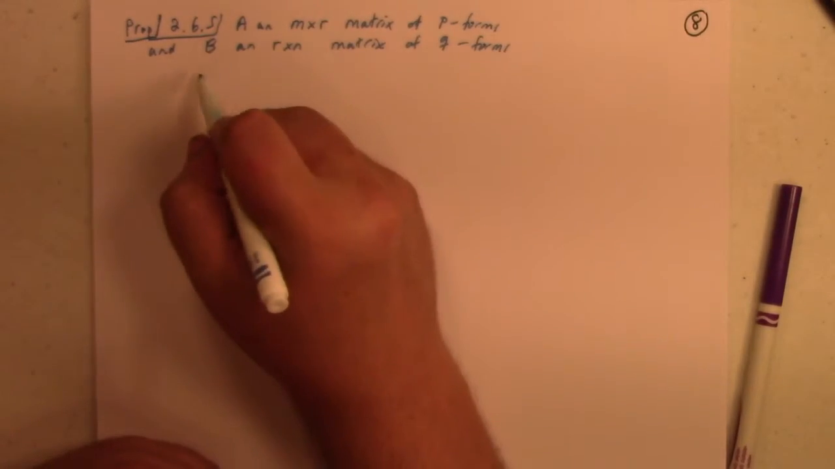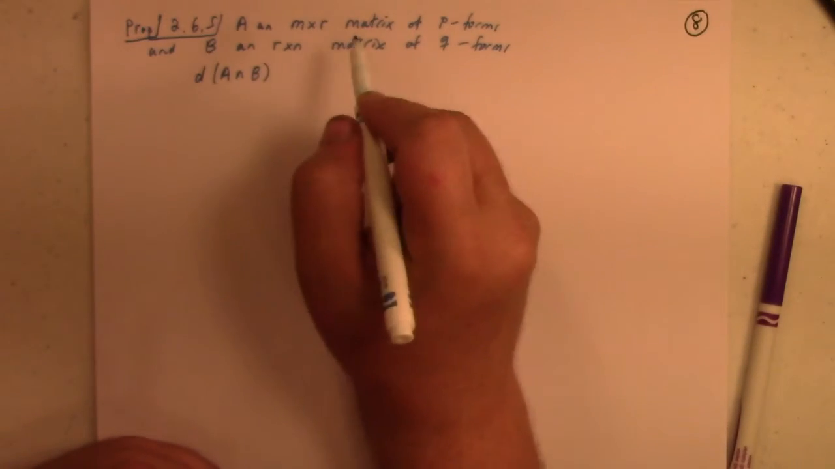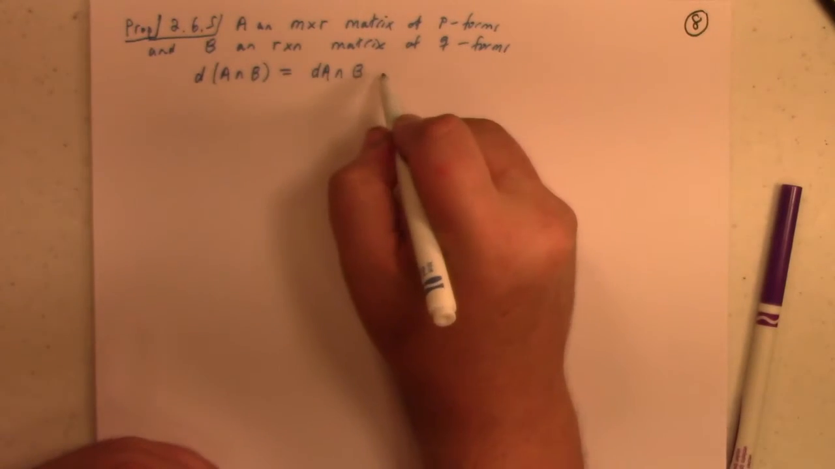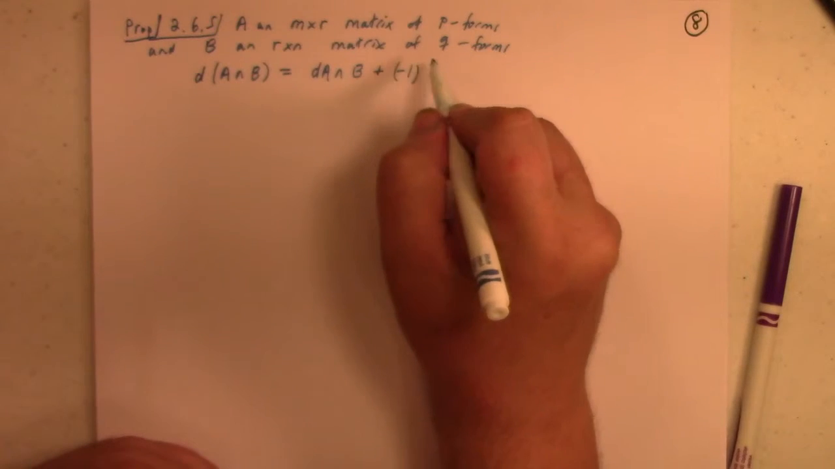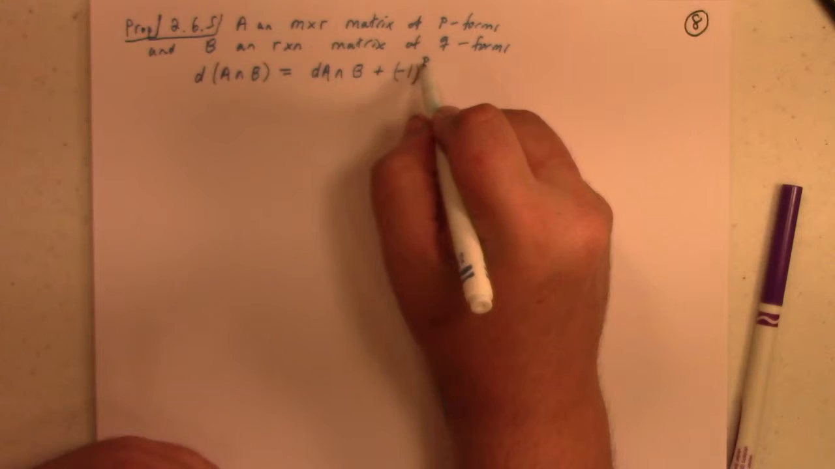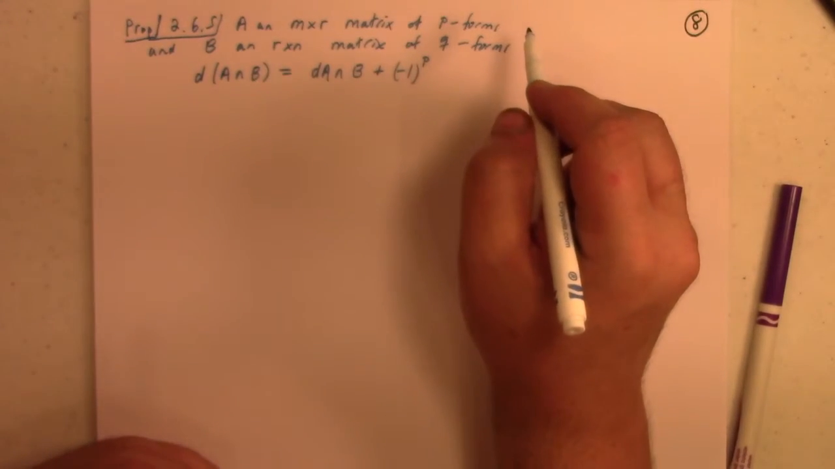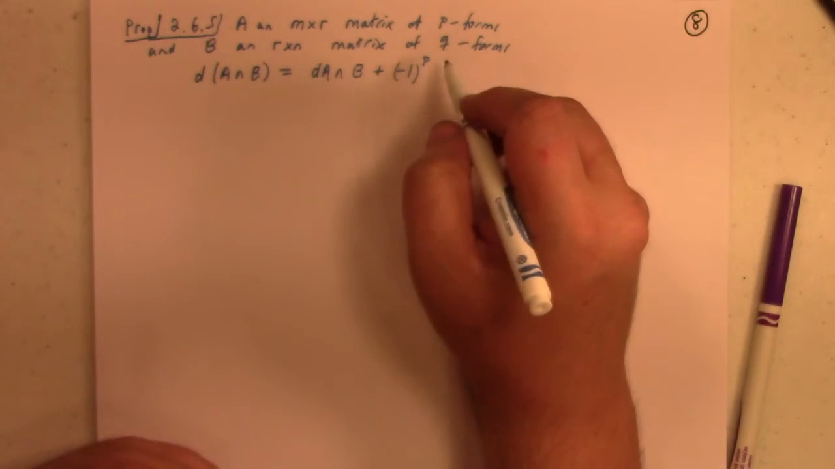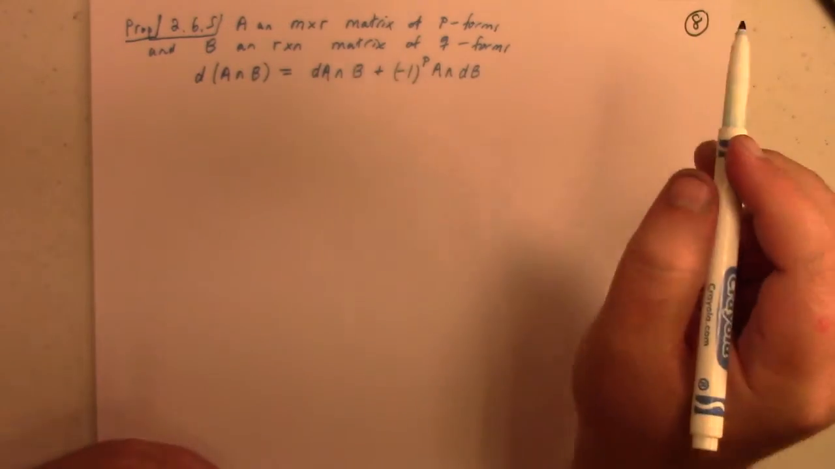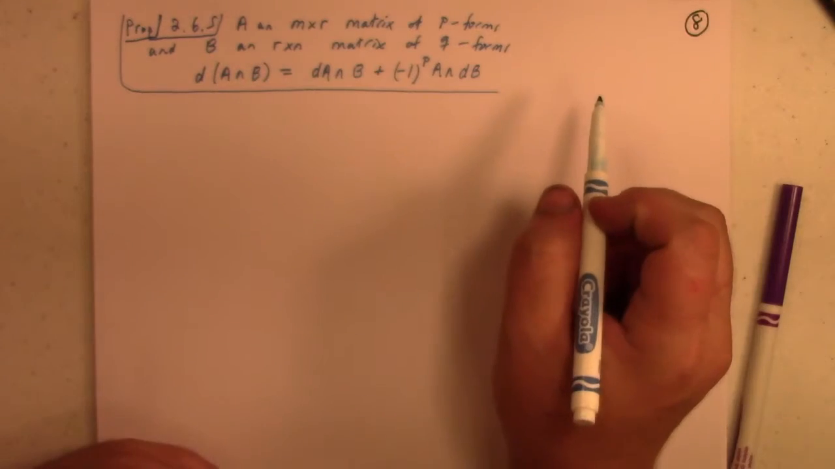Then, if we take the exterior derivative of the wedge product A wedge B, we get dA wedge B plus minus 1. So this is what's known as a graded Leibniz rule. The grade is given by the degree of the forms comprising A in this case, minus 1 to the p, A wedge dB. And there you go. That's the product rule for matrices of forms.